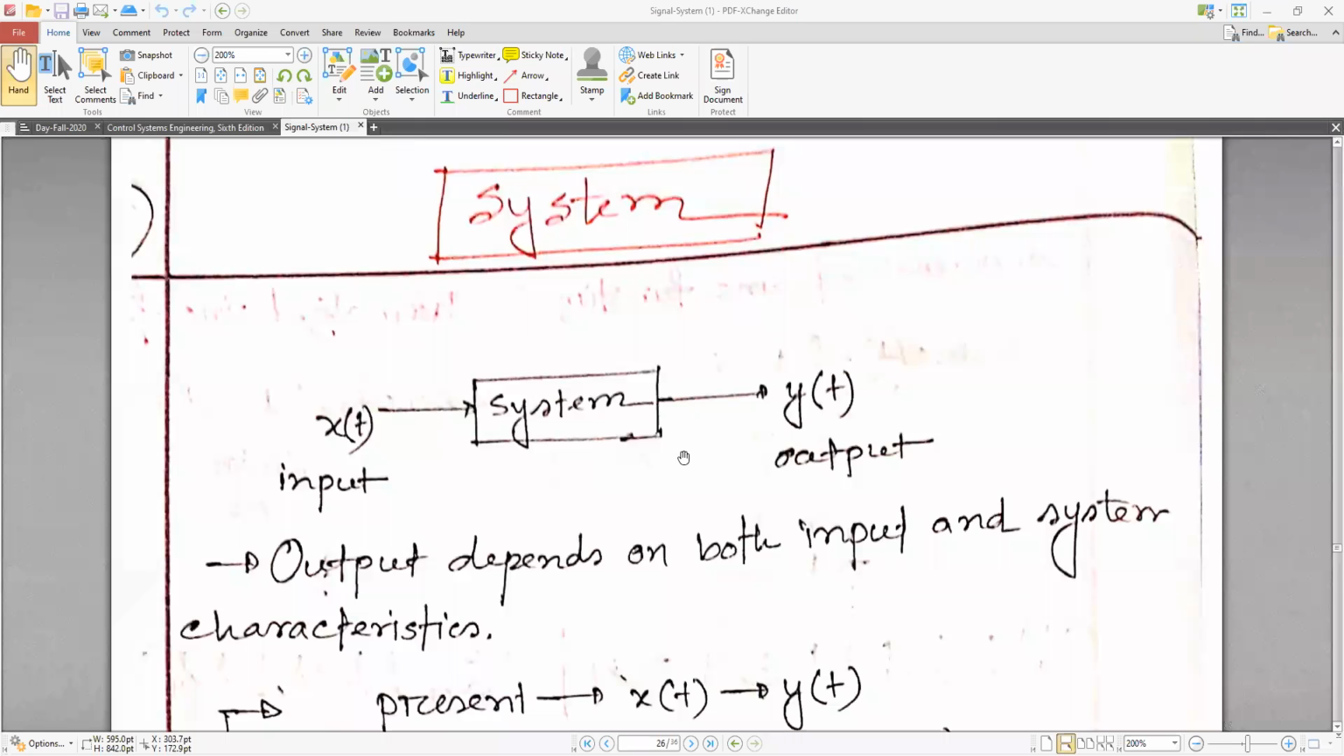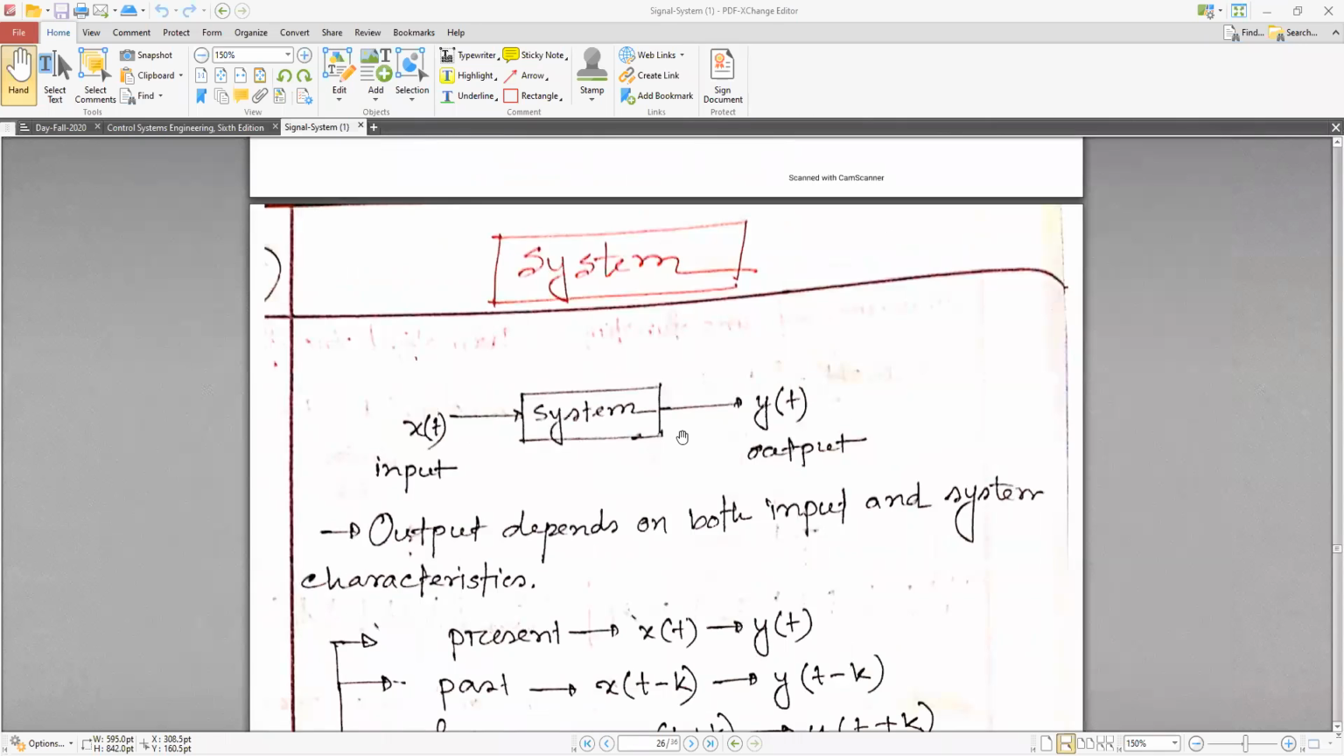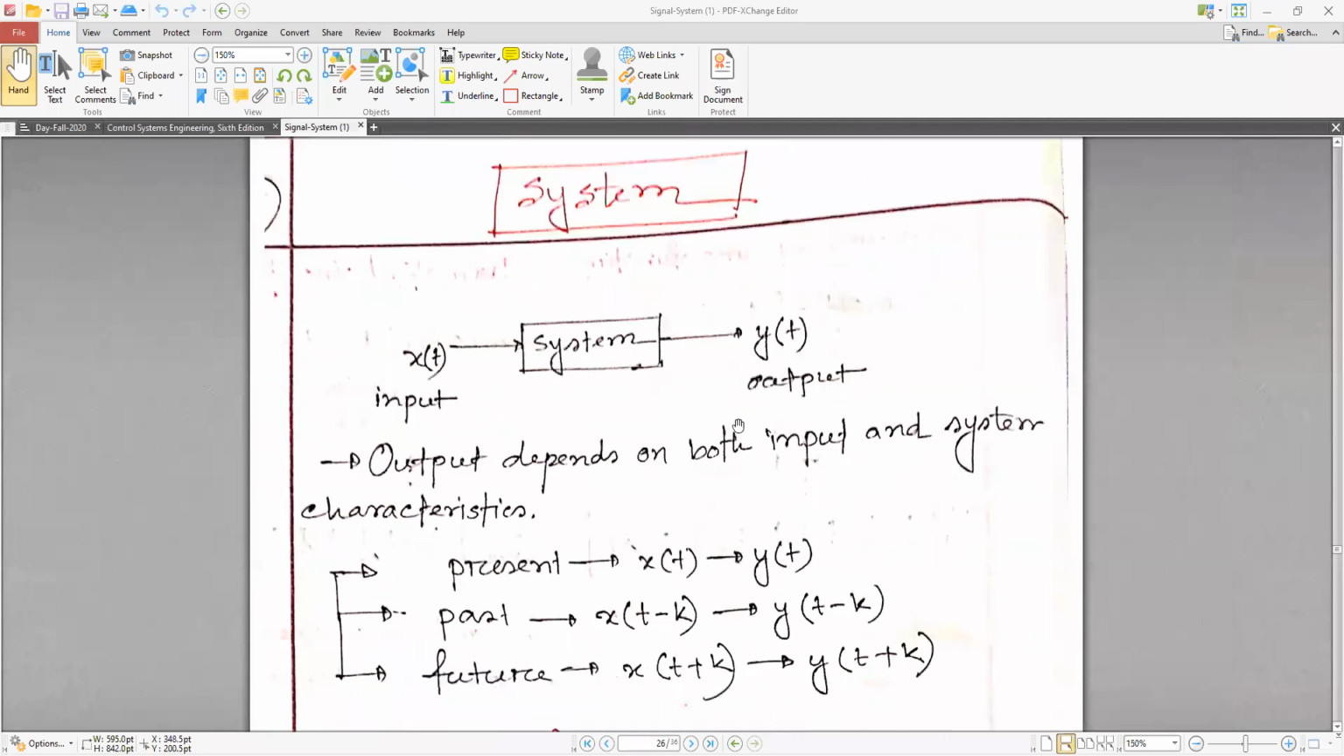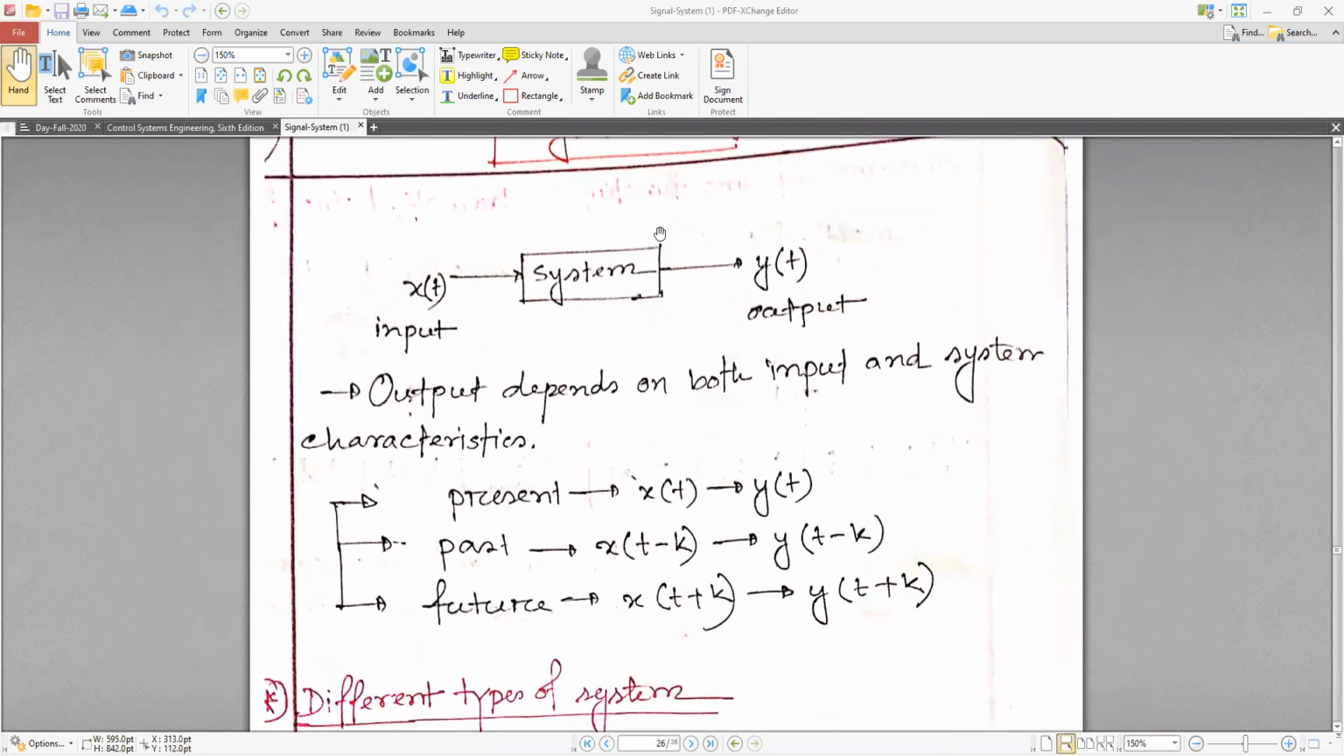Already I have discussed a few things, but since we are starting from the beginning, we should look at the system again. What is a system? There will be an input and an output. The system has an input as well as an output, and the output depends on the system input. What we give at the input, our output will depend on. The output depends on both the input and the system characteristics, what kind of system it is.